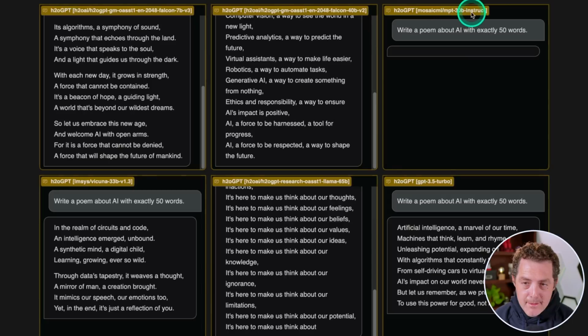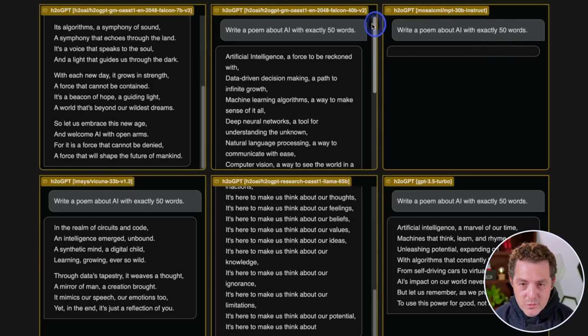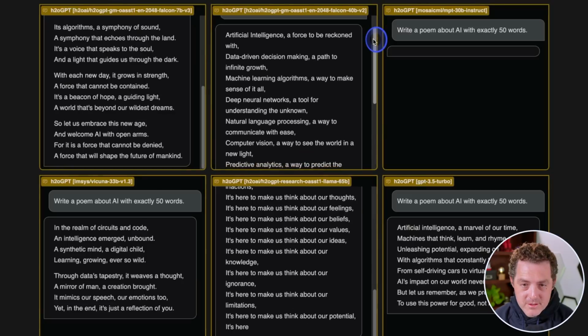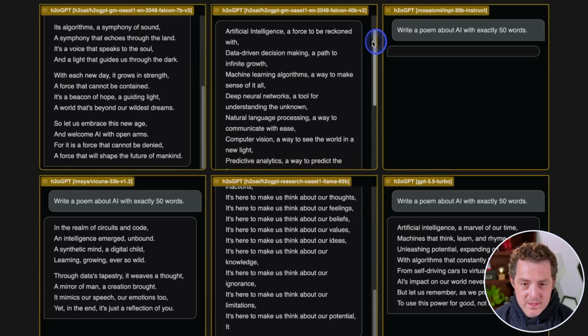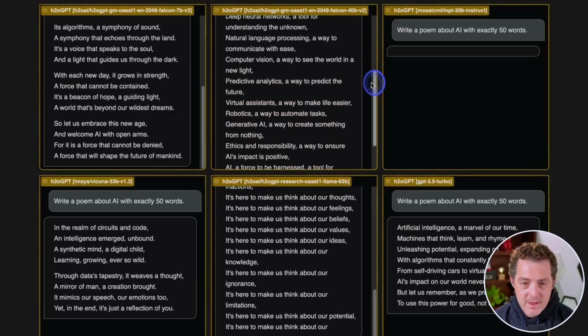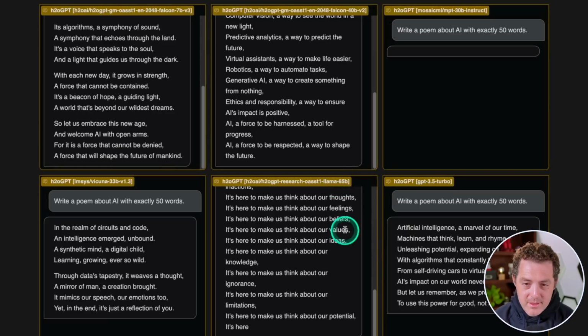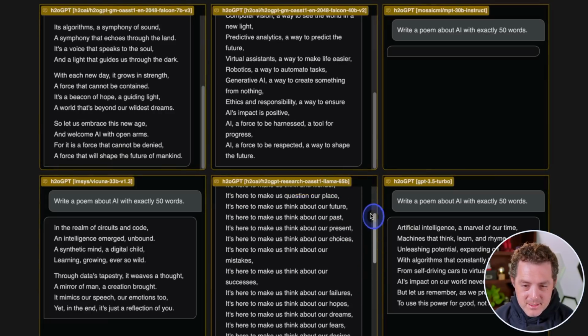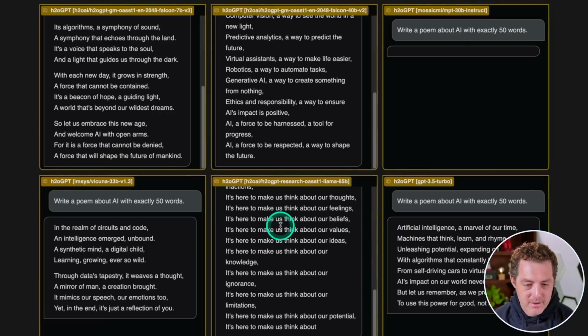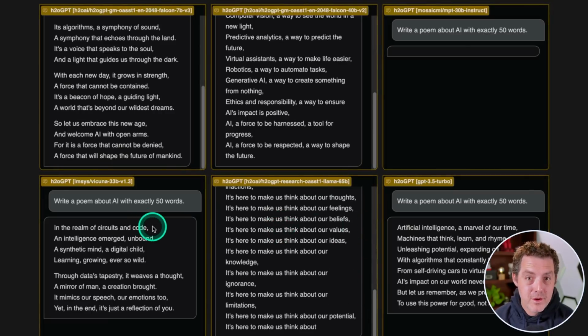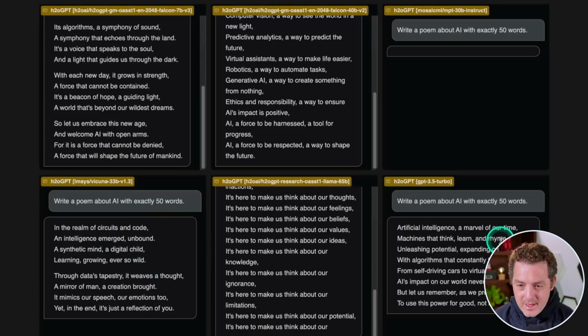It looks like the MPT-30B model didn't output anything at all, so that's a failure. Here's one for the Falcon 40B model: artificial intelligence, a force to be reckoned with, data-driven decision-making, a path to infinite. Yeah, so this one looks pretty good as well. The LLaMA 65B model doesn't seem to be stopping, so that's gonna be a failure. This one by the Vicuna 33B model looks really good. And for GPT 3.5 Turbo, this looks good as well.